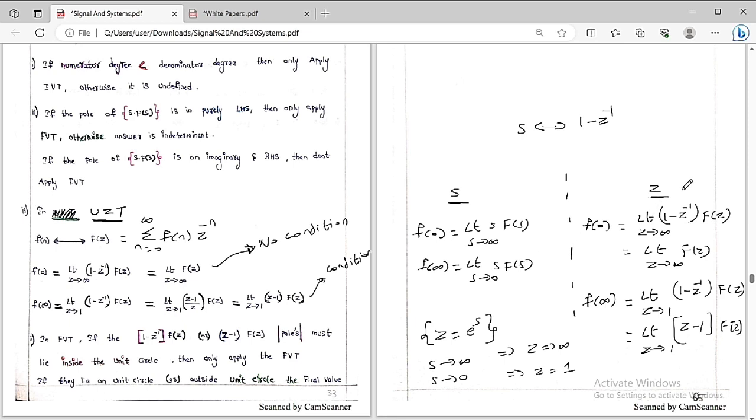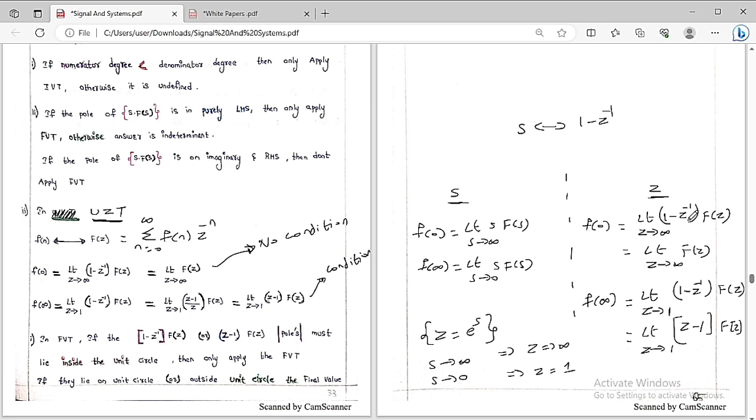In the Z transform, I have already told you the only thing is replace s by 1 minus z to the power of minus 1, and you know z is equal to e to the power of s. If s tends to infinity, z tends to infinity. If s tends to 0, z tends to 1. So limit s tends to infinity means z tends to infinity, and s tends to 0 means z tends to 1. Everything is the same. In place of s, I substitute 1 minus z to the power of minus 1 into F of z. If you simplify, we get the initial value, and for the final value we get z minus 1 into F of z. So while applying the initial value theorem, there is no condition.